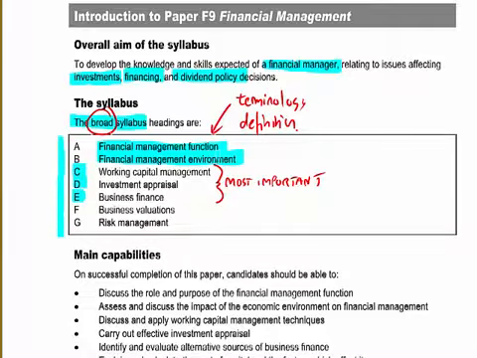And then you're going to go into the detail of financial management. How do we manage working capital, cash in particular? How do we invest our money? How do we actually decide which projects are worth investing in? And if you want to invest in these projects, where do we get the money from? There's a lot to look at there.